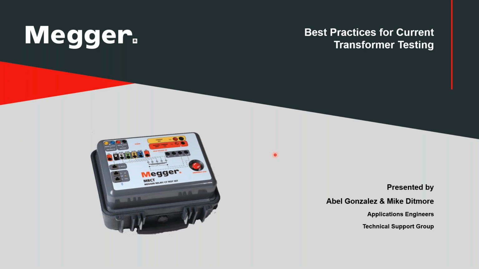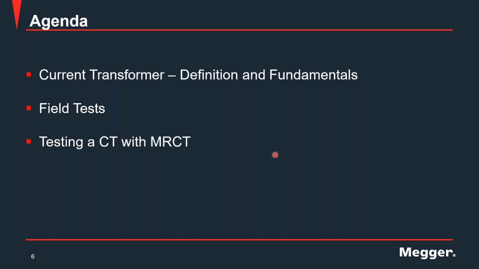We will be presenting about current transformers. The presentation will be divided in two parts. There will be a small theoretical presentation at the beginning, and then we will have hands-on at the end. I will present the first part, and my colleague Mike will present the hands-on where we will test a real CT with our tools. Now, on the agenda, we have current transformer definition and fundamentals. We have field tests for current transformers, and as I mentioned, we will be testing a CT with the MRCT.